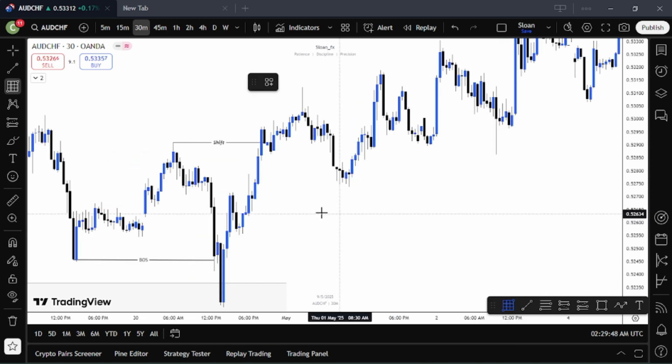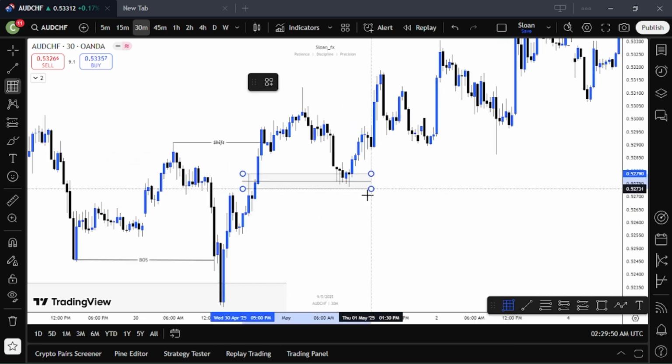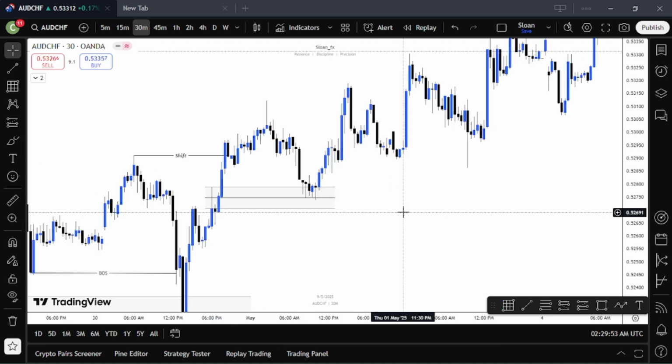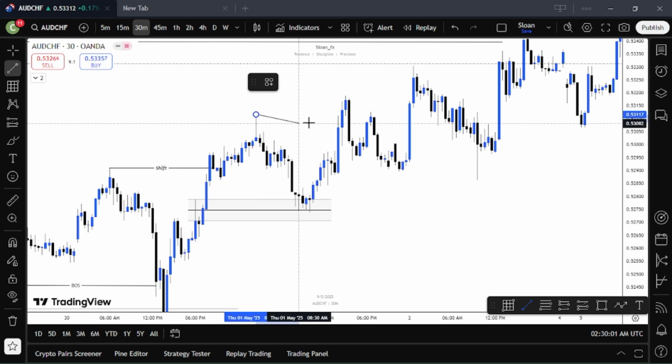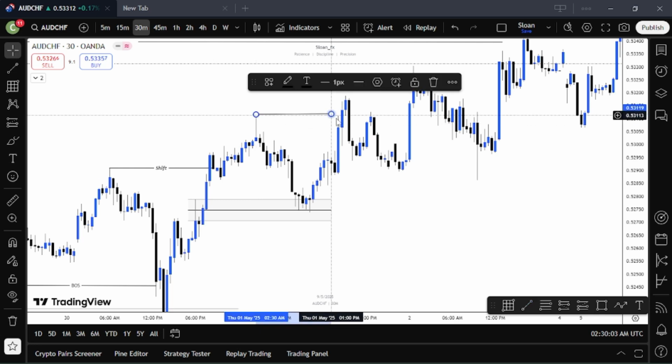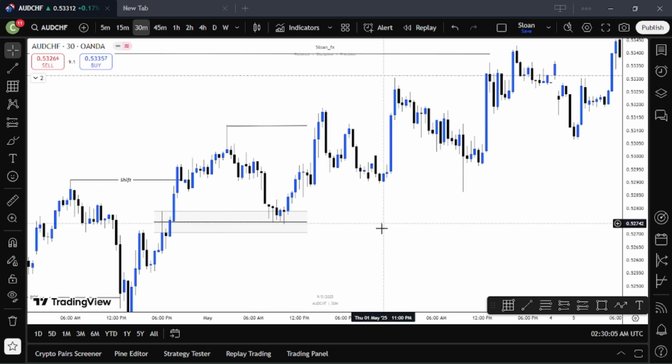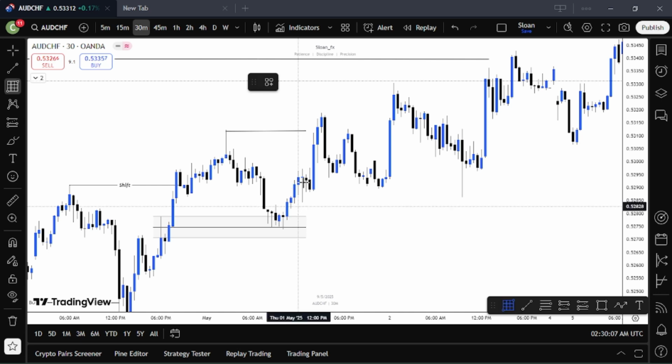and then from that shift now created this entry. This is a fair value gap though. This is a fair value gap here. Then another block of structure to the upside. Mitigation.